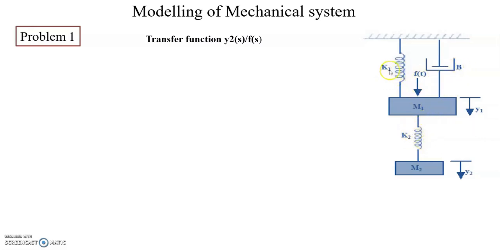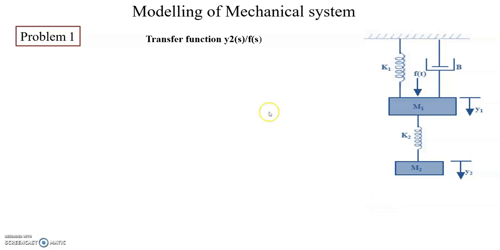So K1's other end is connected to a fixed end. But K2 is connected to another mass, which has some other displacement, Y2 here. The aim of this problem is to find the transfer function. The transfer function is nothing but the Laplace transform of the output to the input.